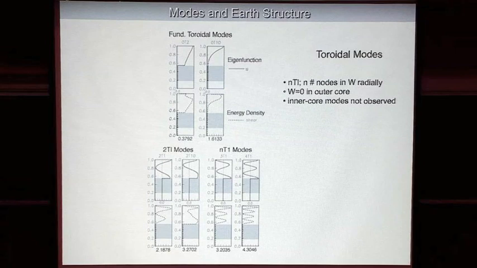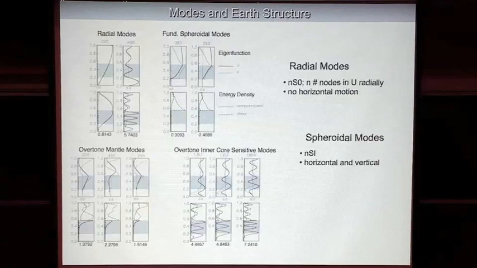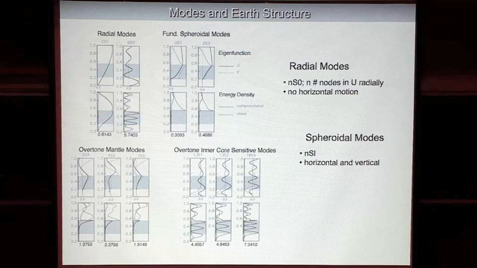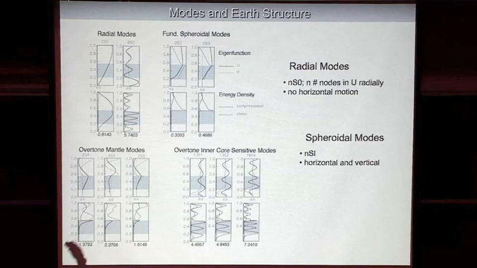Okay, so for the spheroidal modes, things are a little more complicated. First of all, we now distinguish the radial modes. They have motion only in a vertical direction, and they are named nS0. The n is the number of nodes in a vertical direction. So 0S0, for example, is that breathing mode that goes in and out, in and out. And then with successive nodes with depth, you increase that n. In this case, we have 6S0.